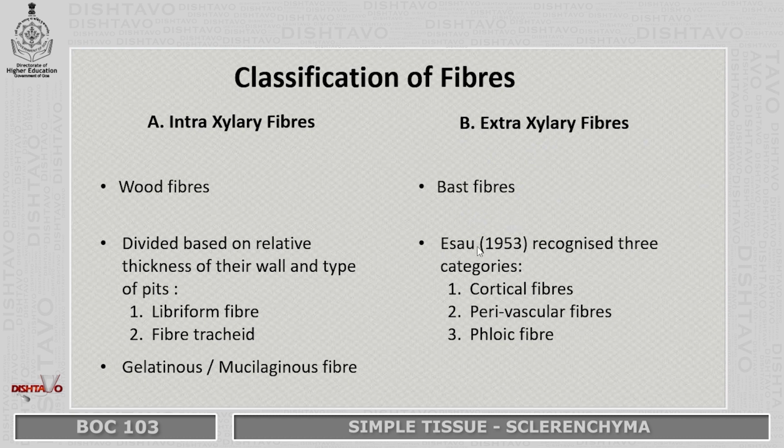Now coming to the second type, extraxillary fibers. These are also referred to as bast fibers because they are concerned with the phloem. Esau, one of the anatomists, has recognized three categories of these extraxillary fibers based on where exactly they are present. We have the first one, the cortical fiber, that is present in the cortex region. We have the second one, referred to as perivascular fiber, meaning these fibers are present surrounding the vascular bundle. And we have the third one, the phloic fiber, also referred to as phloem fiber, that is present within the phloem tissue.